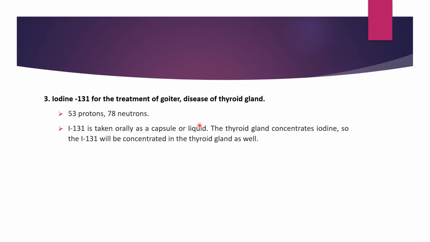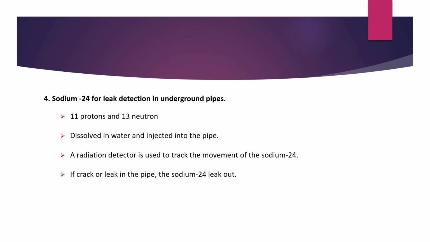What happens when it is taken inside the body? It is absorbed by the blood, goes to the thyroid gland, and the thyroid gland absorbs it. The iodine-131 will emit some radiation, and this radiation is used to kill these thyroid cells and then the symptoms get relieved. So this is how it can be used. There are tremendous applications of these isotopes.